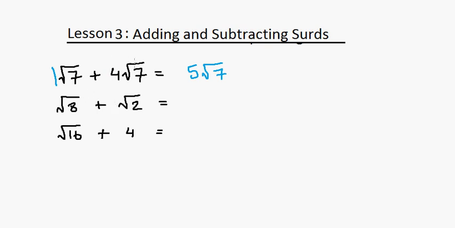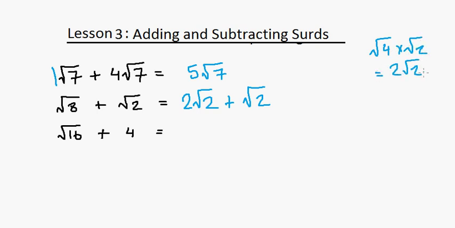So let's do what we learned from the previous lessons, which was to manipulate surds. Let's do instead 2 root 2 plus root 2. Remember 2 root 2 from the second video. It's the same as root 4 times root 2, and root 4 is 2, so it's 2 root 2. Root 4 times root 2 equals 2 root 2. You remember this times this equals this?